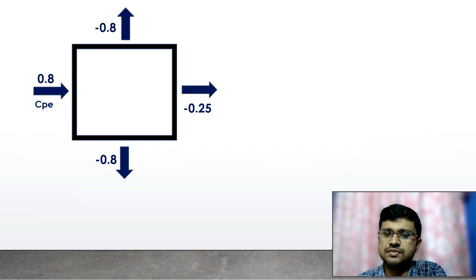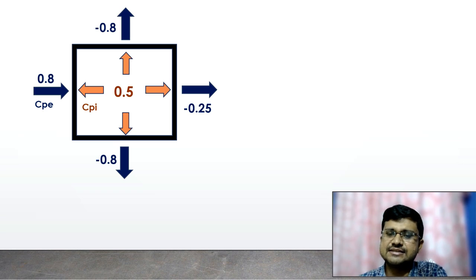Now this is our previous building model, for which this is phase A, B, C and D. For phase A, the CP value is plus 0.8. For B, the CP value is minus 0.25. Here for phase C and D, the CP value is minus 0.8. And this is the CPI value plus 0.5.